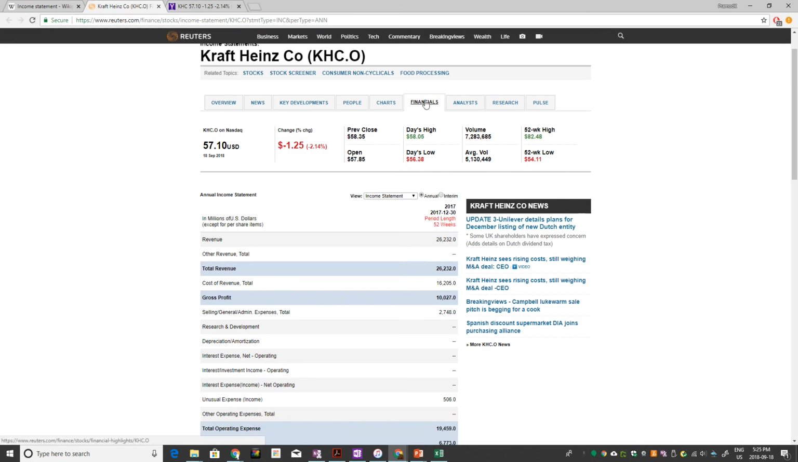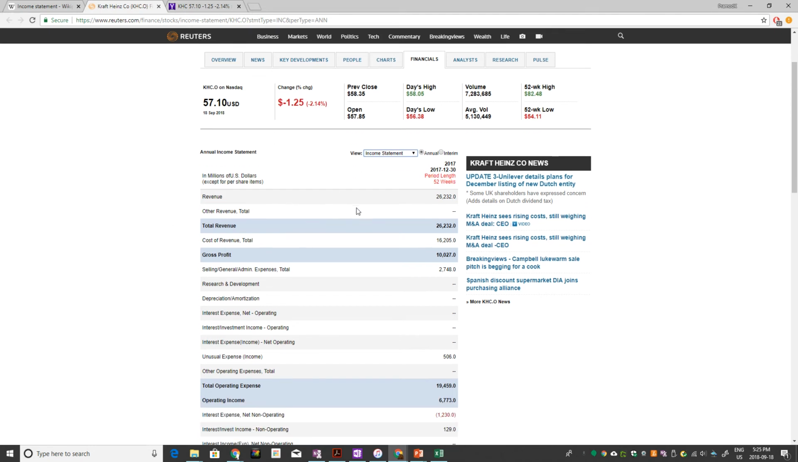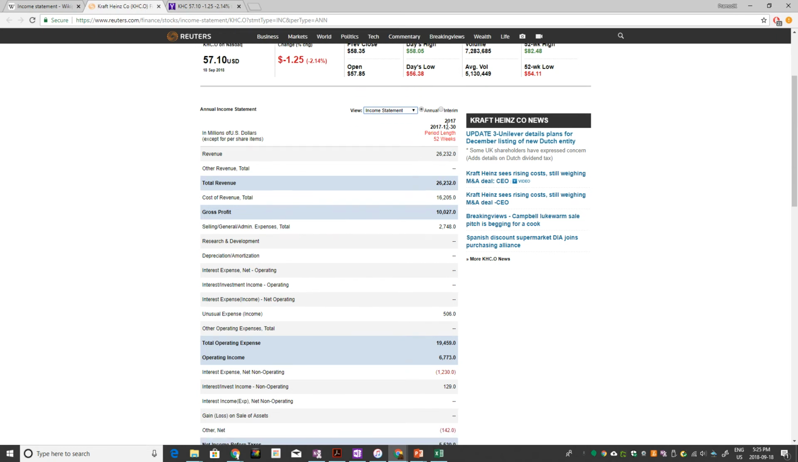If you click on the financials, and I selected the income statement, and this is the annual. It can be on an interim basis as well, depending on how the company is reporting, but let's focus on the annual income statement. You notice here it is 2017, the 30th of December. The revenue they generate is 26 to 32, in millions, so almost 26.23 billion, if you think about it.